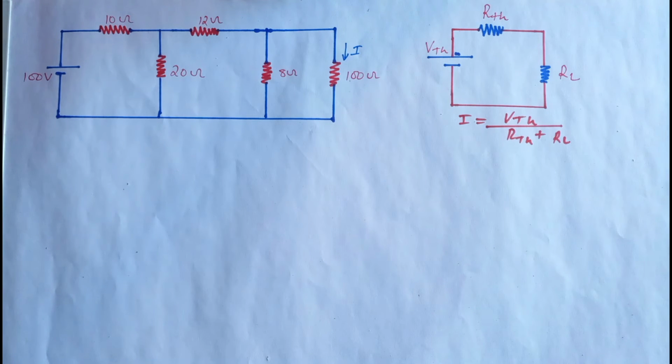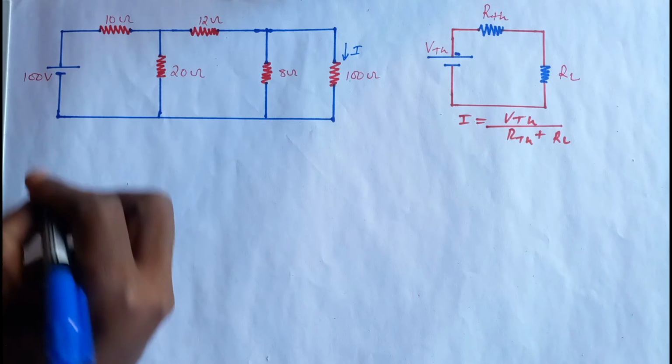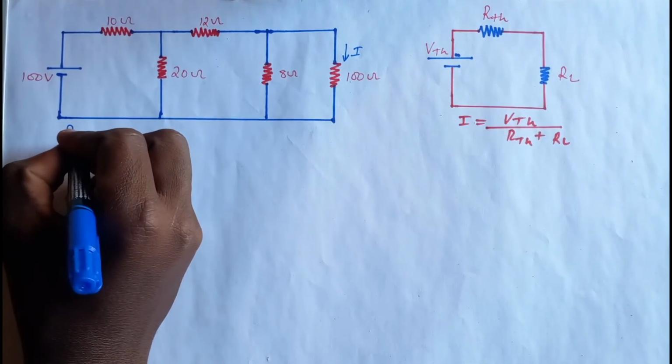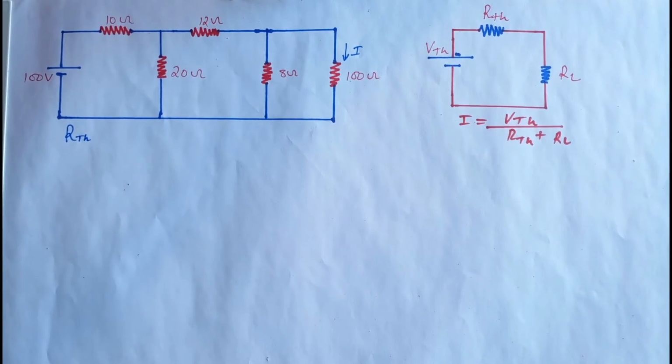First, I am going to find Thevenin's resistance, and after that I'm going to find Thevenin's voltage. So to find Thevenin's resistance, I'm going to write it here. First of all, we should be familiar with identifying whether resistors are in parallel or in series.